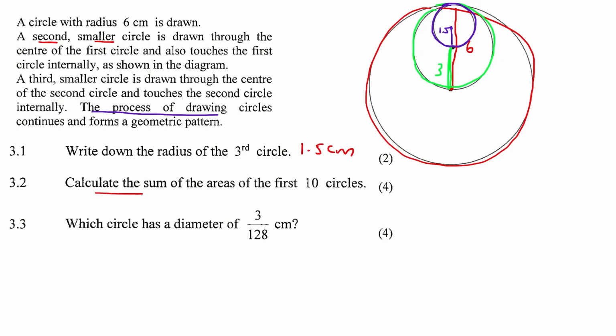Now it says calculate the sum of the area of the first 10 circles. To do that, we need to find a pattern, because we can't just say that r is a half, the ratio.